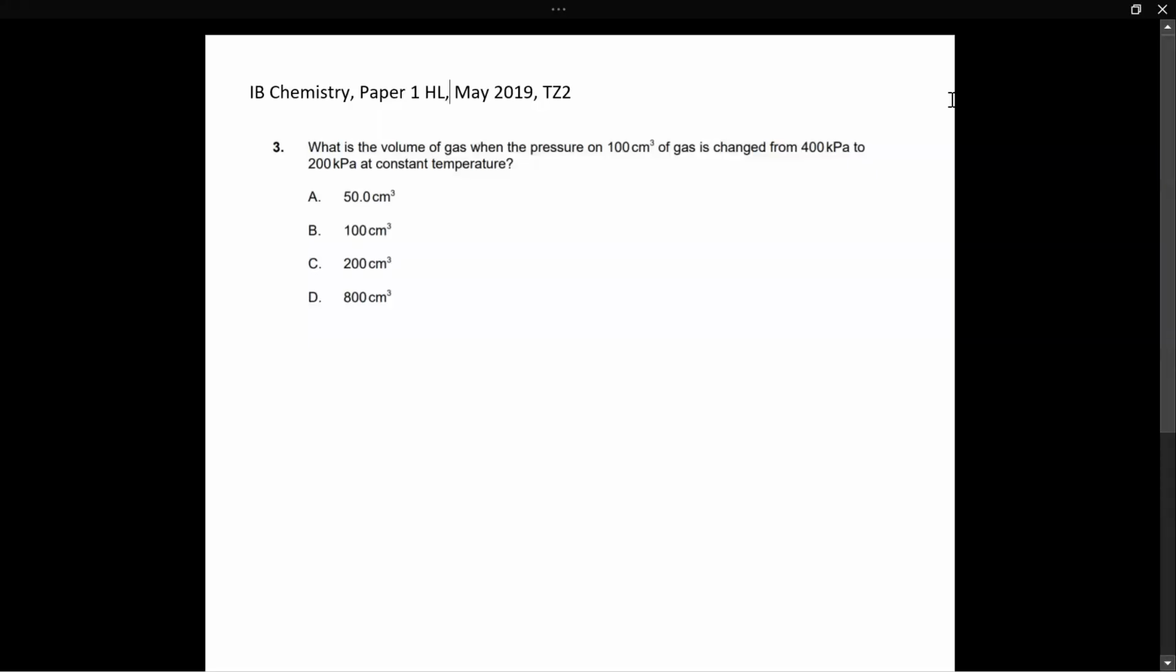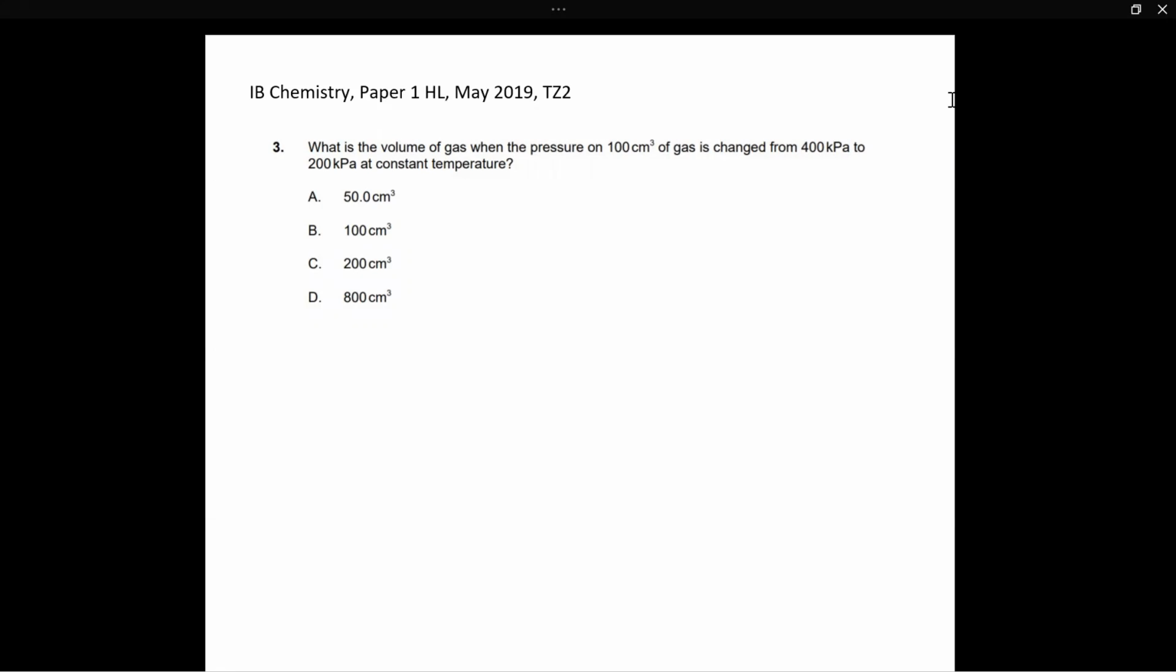And in this video, we're going to be taking a look at a question from the IB Chemistry Paper 1 HL from May 2019, time zone 2. Now, this is a stoichiometry question, as you can probably tell, and they've asked us: what is the volume of gas when the pressure on 100 centimeters cubed of gas is changed from 400 kilopascals to 200 kilopascals at a constant temperature?